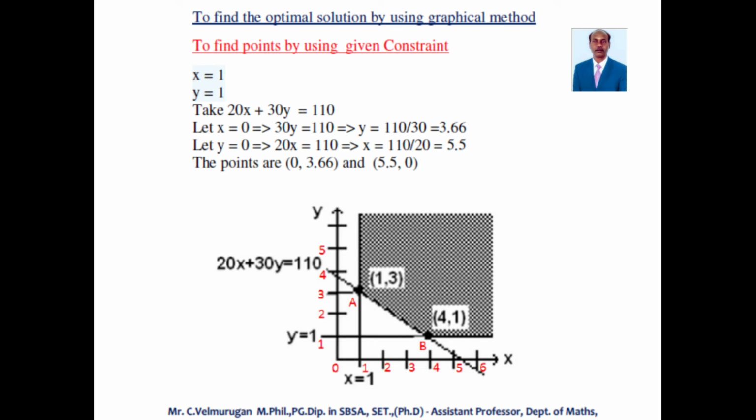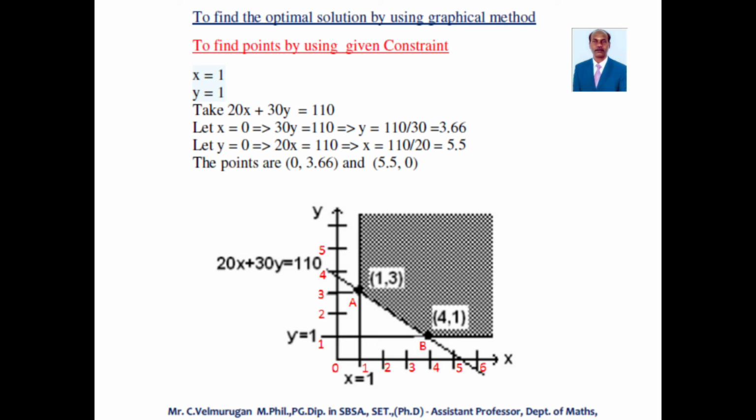The previous one, x greater than or equal to 1, so we get only x values. In the second constraint, we have only y value, so we can get y value only. If we consider the third constraint, we can have a constraint as 20x plus 30y greater than or equal to 110. If we convert it into an equality equation, we have 20x plus 30y equal to 110. So using this equation, we find out 2 points.